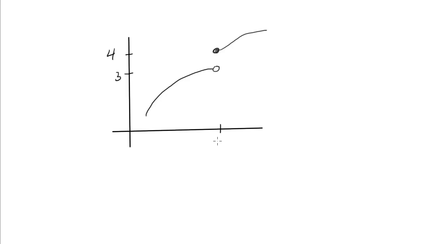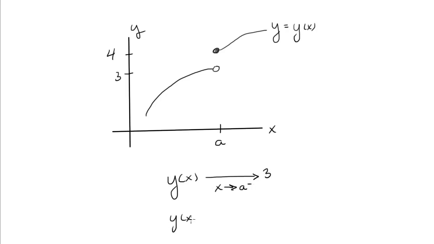Let's look at the limit a little more carefully. We'll just do it with an example. So I've got some function, and I just draw a graph. Coming from the left it's 3, coming from the right it's a 4, and this is at some point. Label our axes, and label our function. So y of x, the limit as x goes to a from the negative is 3. The limit as x goes to a from the positive side is 4.